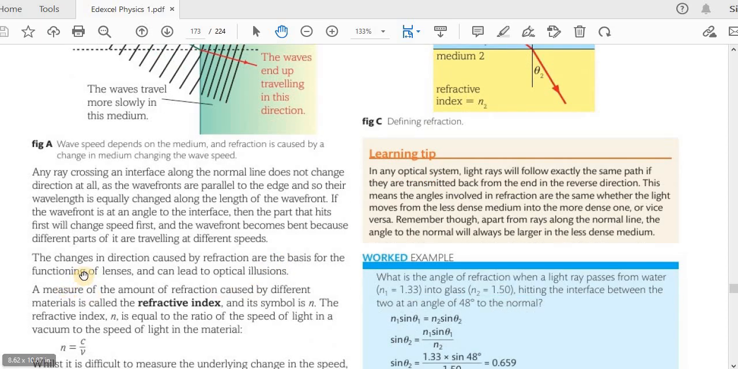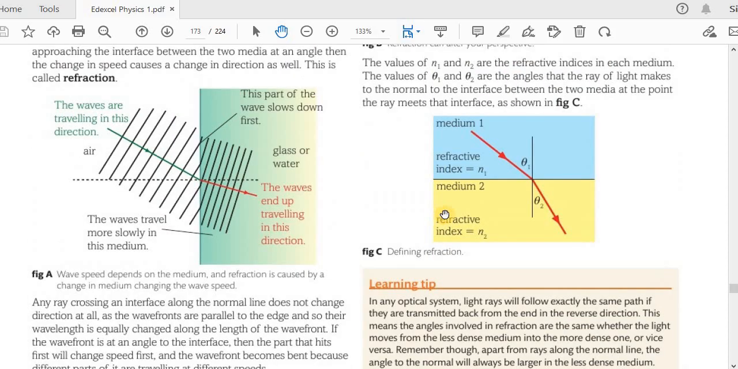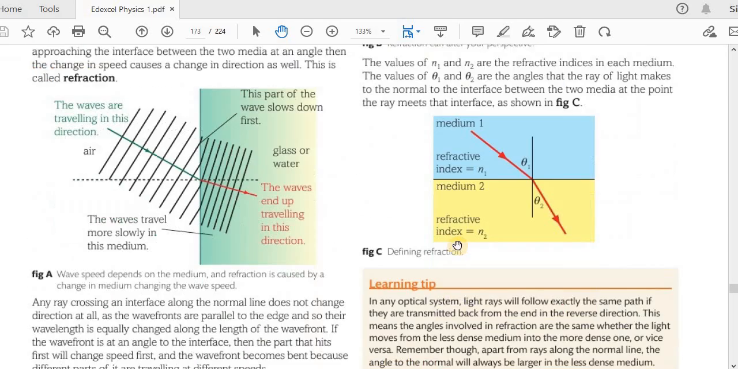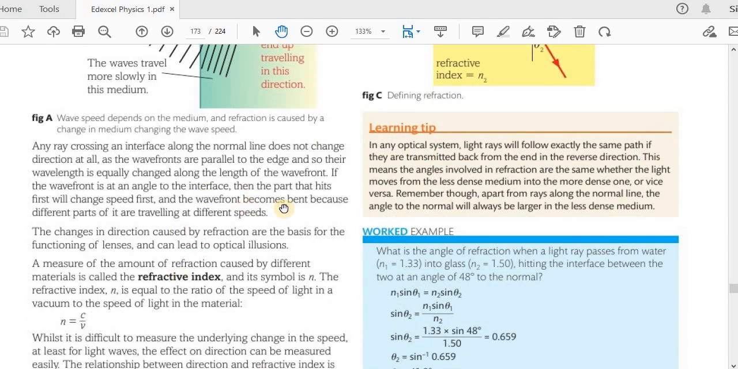The changes in direction caused by refraction are the basis for the functioning of lenses and can lead to optical illusions. You can see that over here. This part is above water, this part is underwater. So you can see it's as if it's bent or broken. So that's what they mean here.